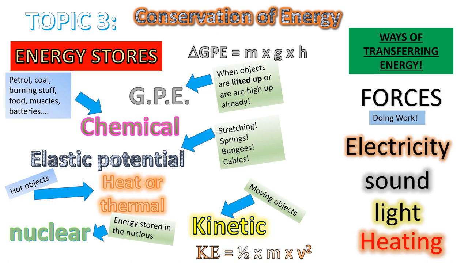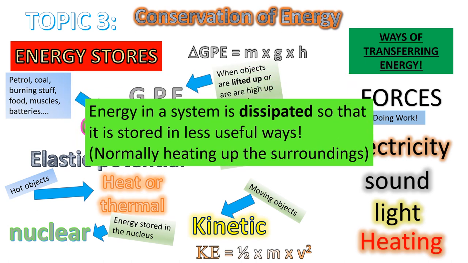Don't forget, chemical energy is anything you burn. A lot of energy gets transferred by electricity, so anything that's electrical in our houses, the energy is transferred into it by electricity. If something gives out light or makes a noise, we say the energy is transferred to the surroundings by sound or light or by heating, where it normally ends up in a thermal energy store. The easiest way of saying the energy ends up in a thermal energy store is to say it is dissipated. Really useful word. The energy normally heats up the surroundings, and we say the energy is dissipated. Get that word in there.